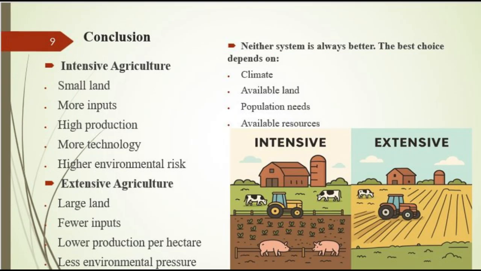Summary. Students, remember these important points. Intensive agriculture: small land, more inputs, high production, more technology, higher environmental risk. Extensive agriculture: large land, fewer inputs, lower production per hectare, less environmental pressure. Neither system is always better. The best choice depends on climate, available land, population needs, and available resources.